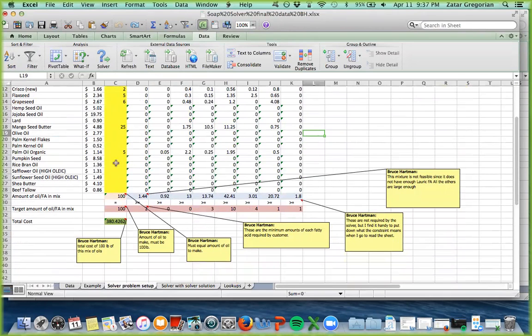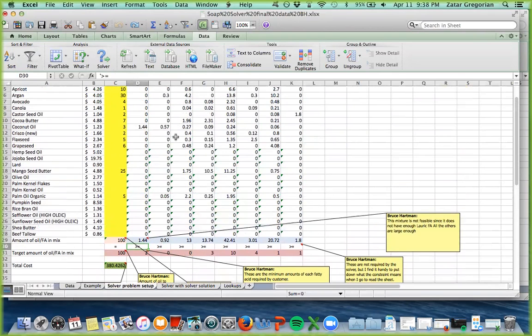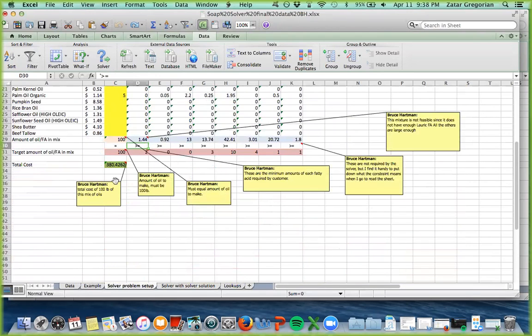Okay, so in solver problem setup, I went into solver and tried to figure out what was going on because I noticed that this 0.092 is not the same as 0, and these do need to be 13 to make the soap. These numbers have to match, basically. These can't be greater than or equal to, they have to be equal to. So I went into solver and got really confused because these numbers are weird, especially if we're doing a minimization problem. There's no reason why it would be 380 for total cost.